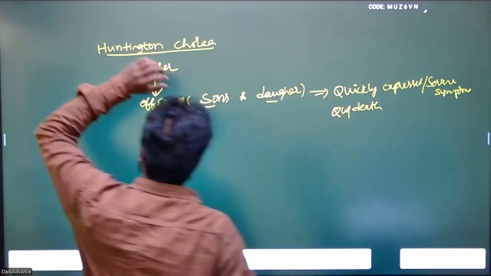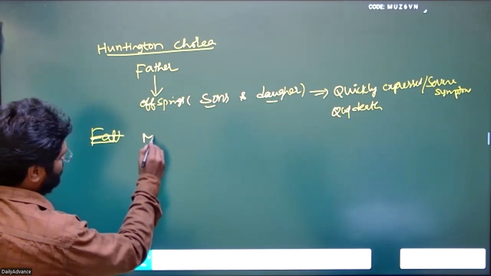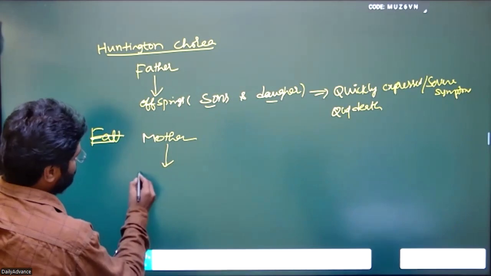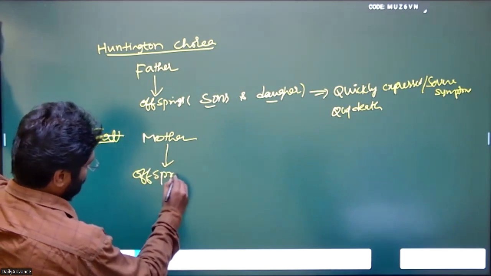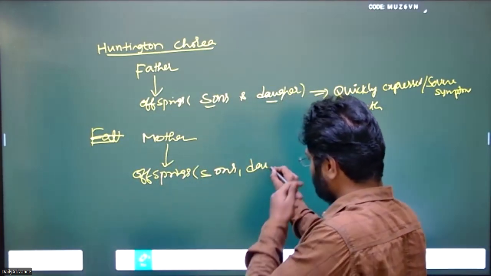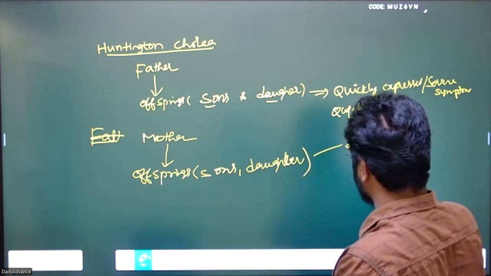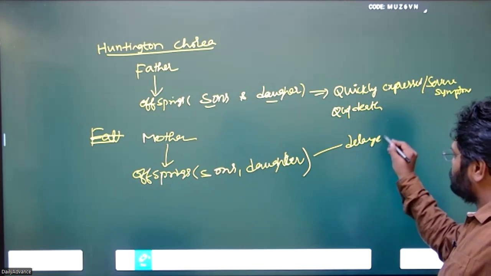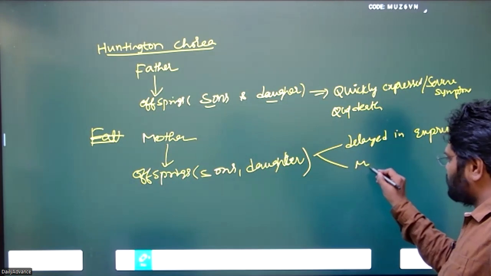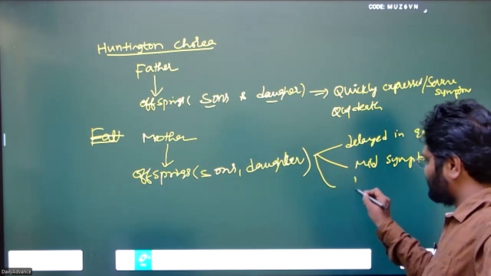The same gene, if it is inherited from mother to offspring, sons and daughters, because it is autosomal dominant, any gender can inherit it, son and daughter. So there is delayed expression and mild symptoms, so delayed death.